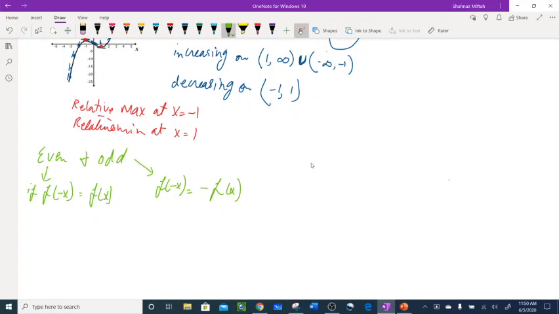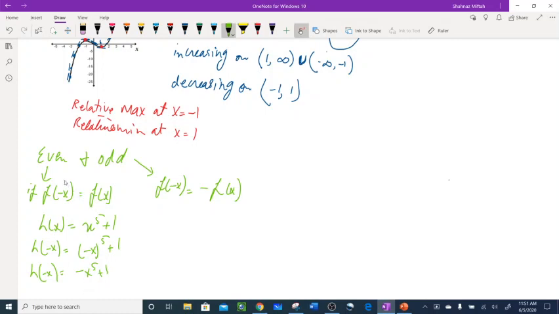Now, let's do one example for odd and even. For example, I have h of x equals x to the power 5 plus 1. Find out if this is even, odd, or neither. I'm going to do even first. I plug in -x in this h function, so -x to the power 5 plus 1, which gives me -x to the power 5 plus 1. The original was everything positive, and this is negative. So this is not even, not at all.